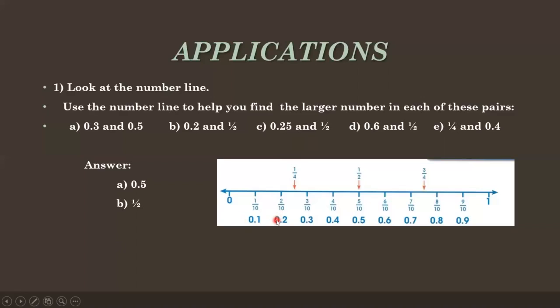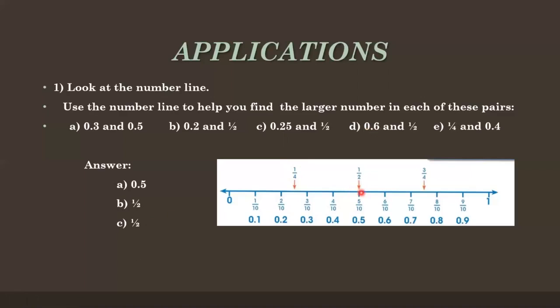Now the next one is 0.25 and 1/2. In this number line we can only see 0.2. We can't see a number like 0.25. 0.25 means it is a number starting with 0.2, and after 0.2 on the number line, it is 0.3. So 0.25 is somewhere in between 0.2 and 0.3, somewhere here, closer to 0.2. So 0.25 is somewhere here and 1/2 is here. So which one is larger? 1/2.